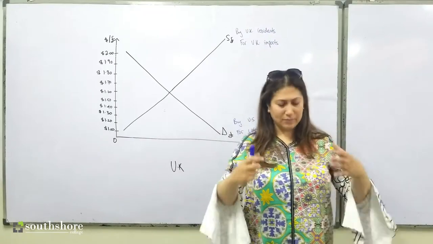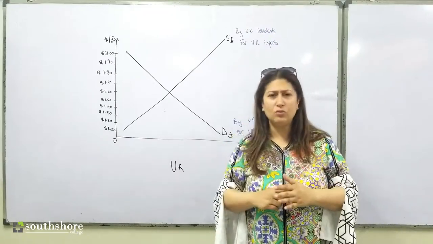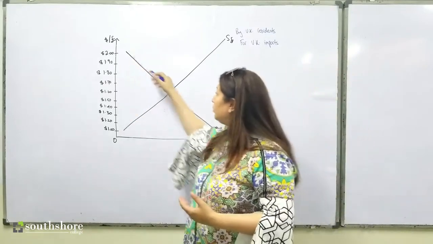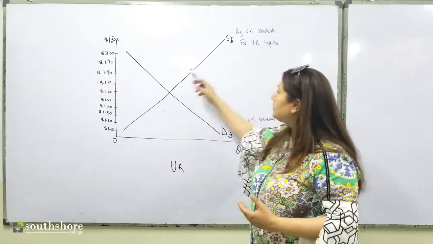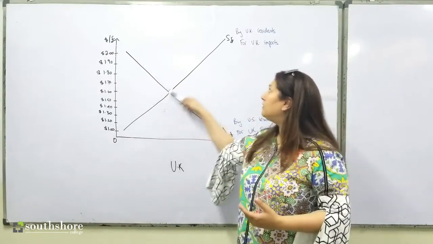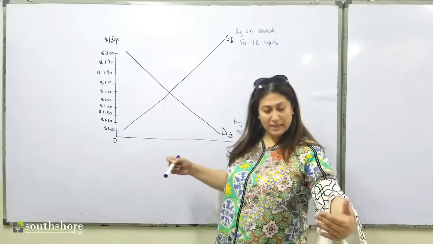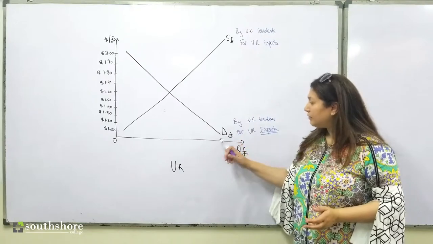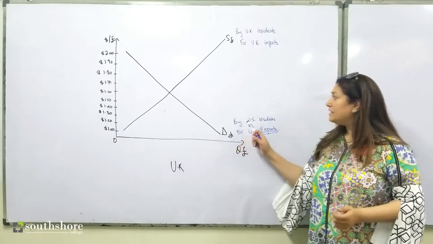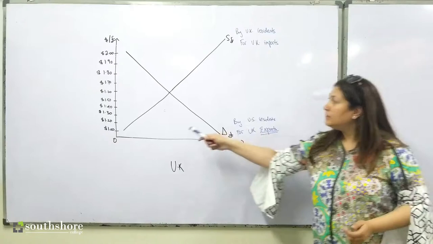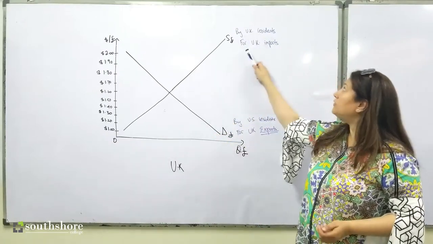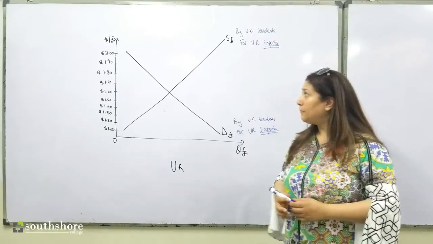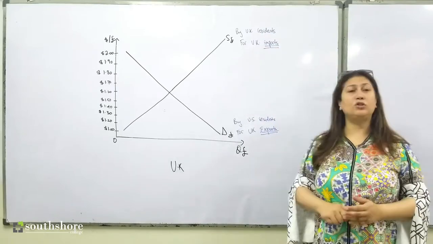So again guys, these two paragraphs may have been more for MCQs, but just to make you understand that our demand and supply for the currency follows the regular shape of demand and supply curves, where the demand curve slopes downwards and the supply curve slopes upwards. The reason is given in these two paragraphs. Just to recap, the demand for pounds is by US residents for UK exports. The supply of pounds is by UK residents for UK imports.